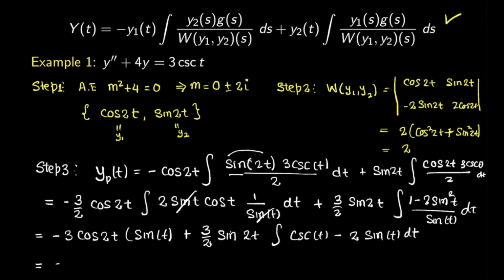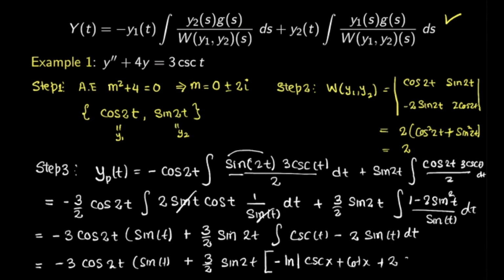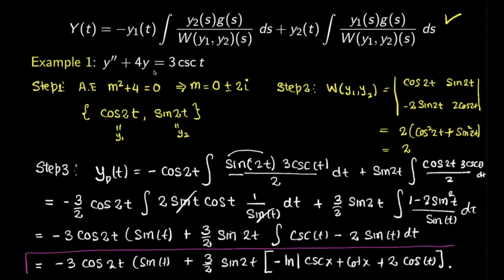So therefore this is equal to minus 3 cosecant of 2t sine of t plus 3/2 sine of 2t, and then I will put the parentheses here. This is the end of this question, and we now have the particular solution. This is our particular solution of this question.